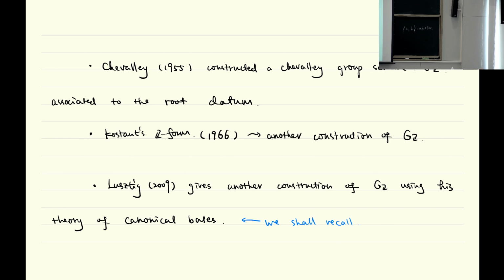Kostant later gave a Z-form of the enveloping algebra, which is a more universal construction of this Chevalley group scheme. But Kostant's construction doesn't really have a proof, and this is not trivial, so somewhere you need a proof. The proof actually appears in Lusztig's paper, in 2009. He gave a construction of the Chevalley group scheme, proving the missing part in Kostant's construction using canonical basis. That's something I will recall.